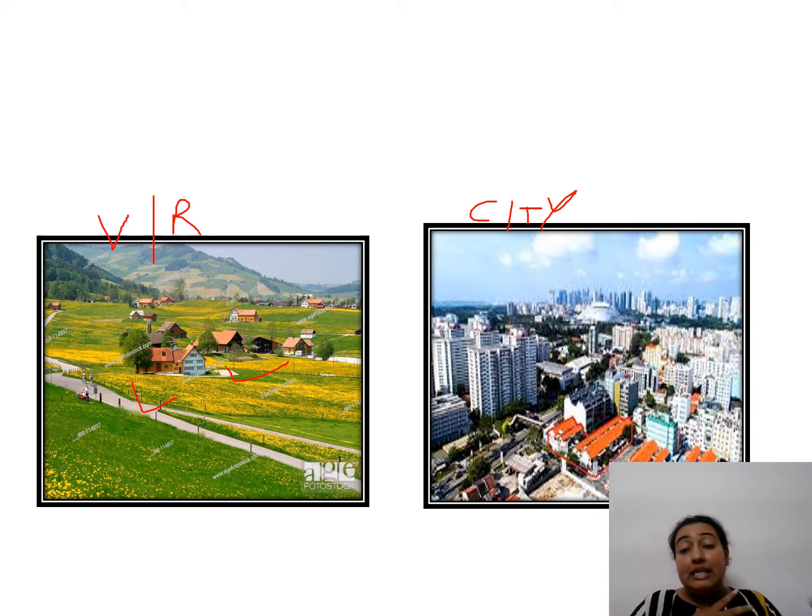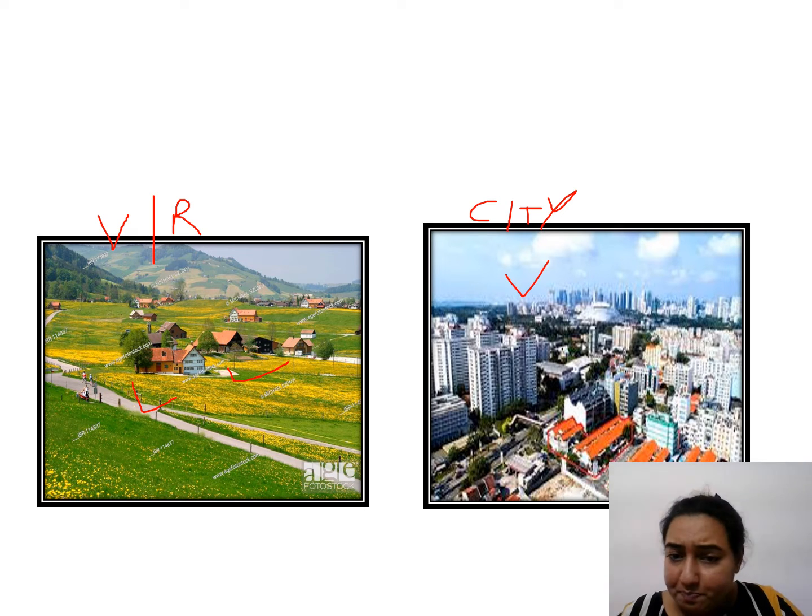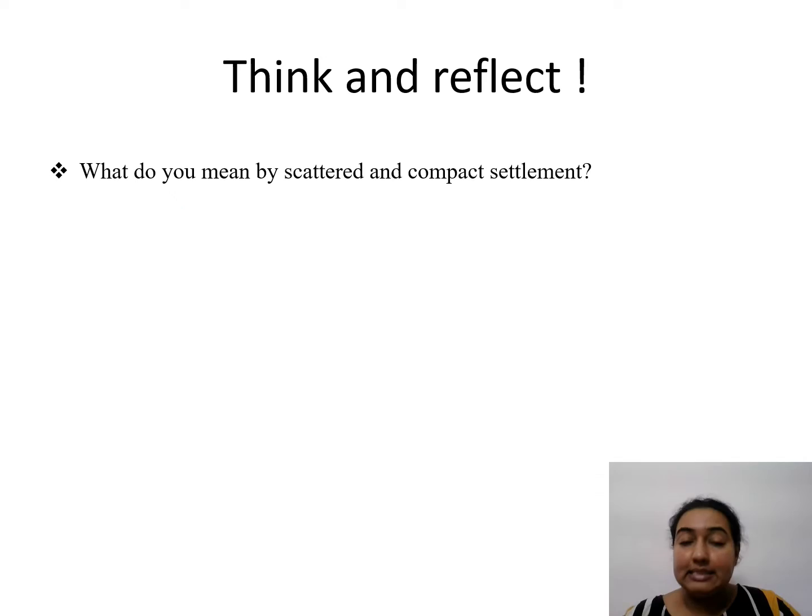We can see greenery. Can we see greenery in all in this image? Can we see grasses in this image? We can only see huge and tall buildings, but we can see greenery, plants, shrubs, mountains. So we can say this is a village and this is a city. Yes. Now, what do you mean by scattered and compact settlement?